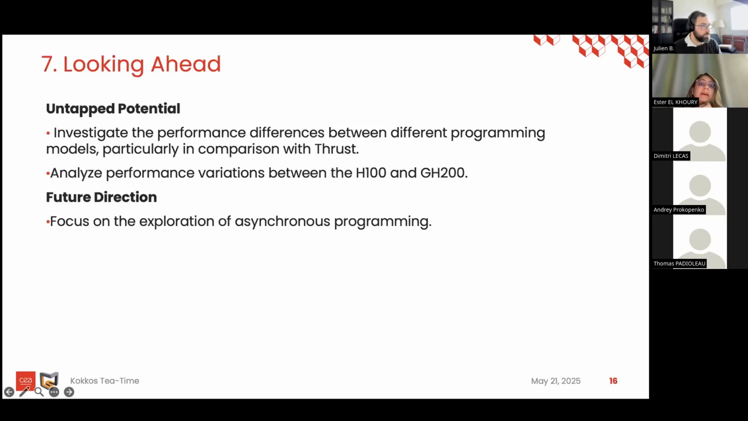So looking ahead, we want to investigate the performance differences between different programming models, particularly in comparison with Rust. We want to analyze the performance variation between the NVIDIA GPU 800 and GH200. And as users, we may ask whether a more flexible API is capable of offering finer control over optimization, or it will be as complex as the low-level models like CUDA.